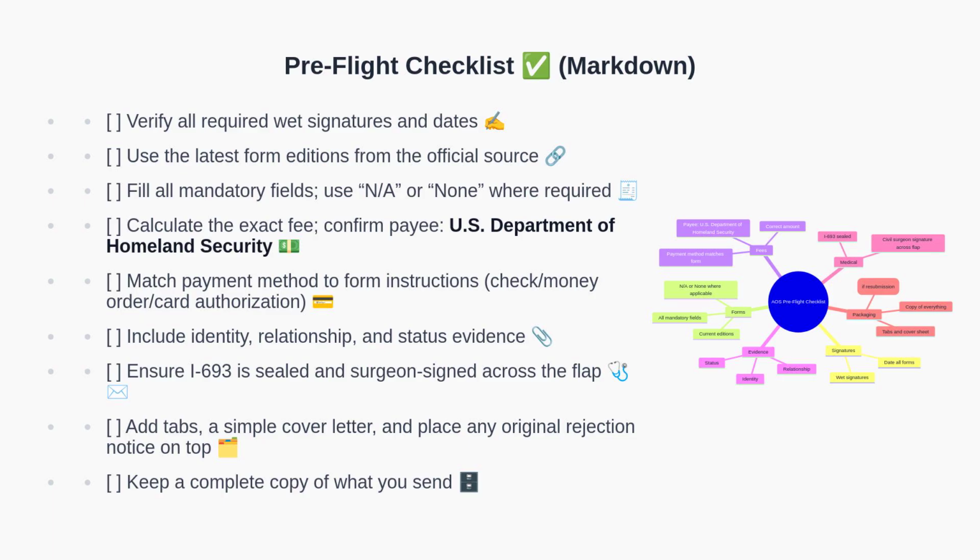Verify the I-693 is sealed and signed across the flap by the civil surgeon. Organize with tabs and a brief cover letter, and place the original rejection notice on top if this is a resubmission. Finally, keep a full copy of what you send for your records. Next, we will focus more specifically on fees and forms, since they cause many rejections.